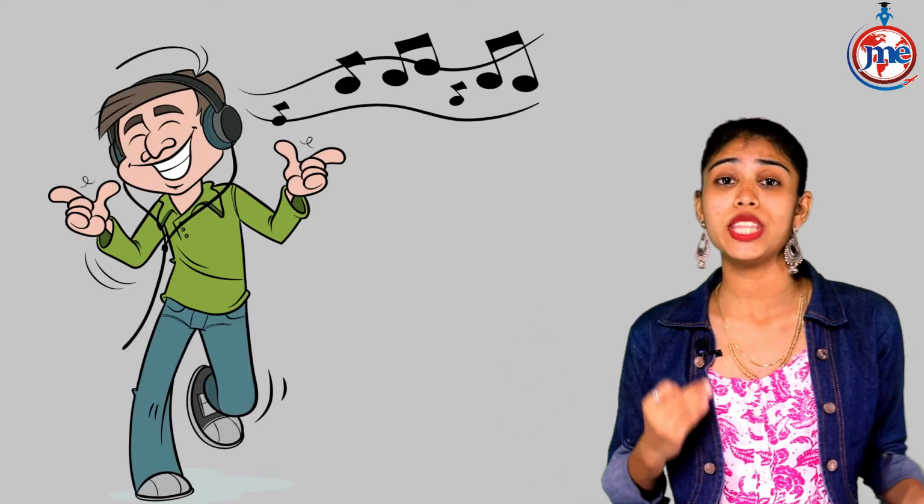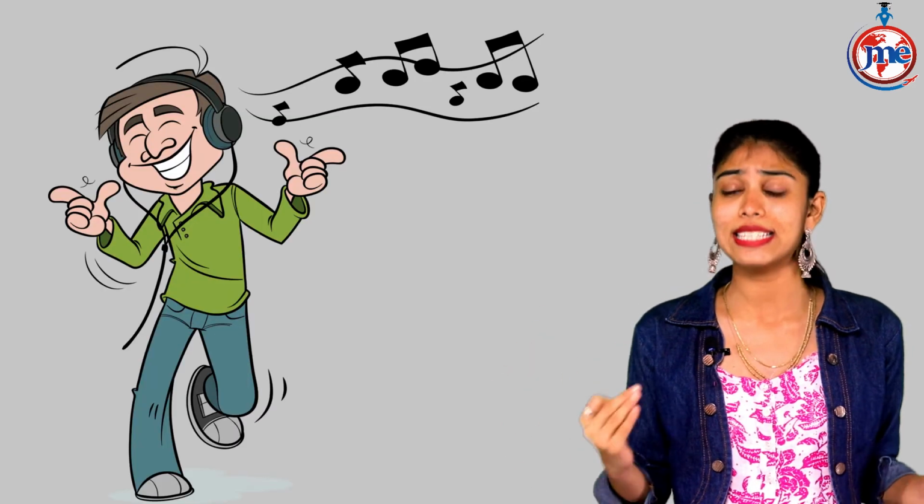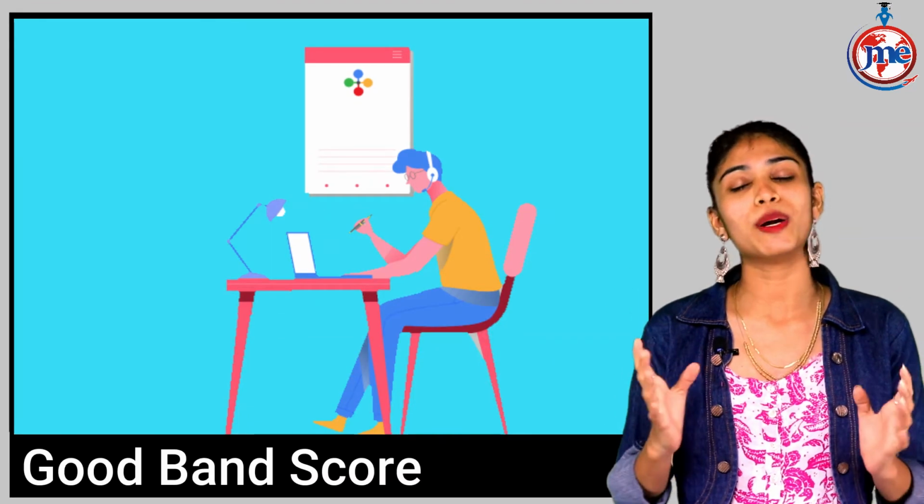Students, now to be an active listener for your listening task, what you have to do is just listen to English while you are doing some activity. Let's say you are cooking. So at that time, put in your earphones and listen to English. So you can easily be a good active listener. And students, if you are a good active listener, then it will be quite easy for you to score good bands.